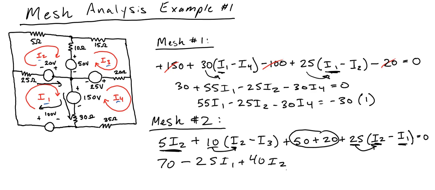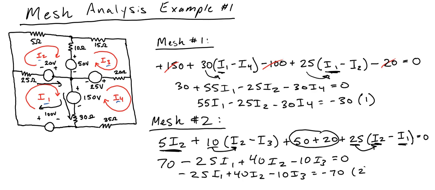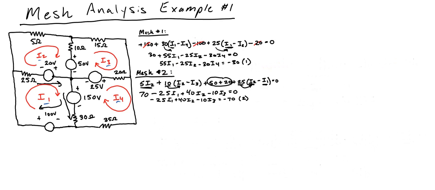Okay, let's move on to I3. So we've got a minus 10 I3. And I believe that's all of our terms, so that equals 0. And let's move the 70 over, so we'll have minus 25 I1 plus 40 I2 minus 10 I3 equals negative 70. This is our second equation.